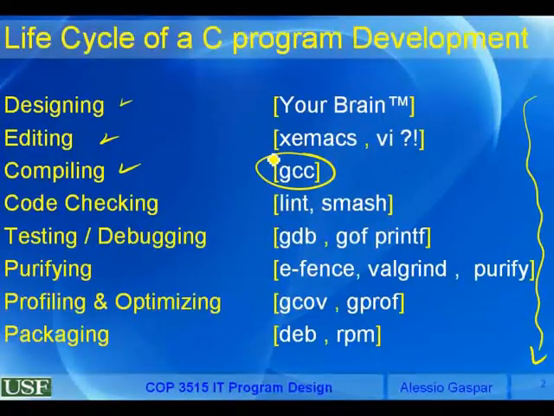So we are at step 3 here. Designing, well, the only thing that can help you do that is your brain. Editing, you have a couple of tools here that help you visualize the code a little bit more colorfully and practically. Then you have the compiler that is going to help you check for syntactical errors, check for warnings, and if all of those work, generate an executable. This is not the end of the story.